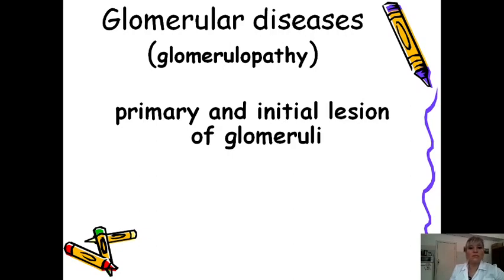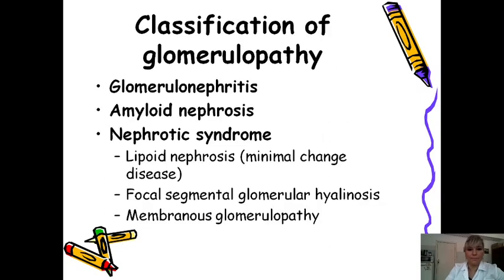At first, glomerular diseases or glomerulopathy. What's this? This is primary and initial lesion of glomeruli. Which diseases are in this group? Classification of glomerular diseases. At first, glomerulonephritis, the next amyloid nephrosis, and nephrotic syndrome, which includes lipoid nephrosis, minimal change disease, focal segmental glomerular hyalinosis or sclerosis, and membranous glomerulopathy. And more about each of them.